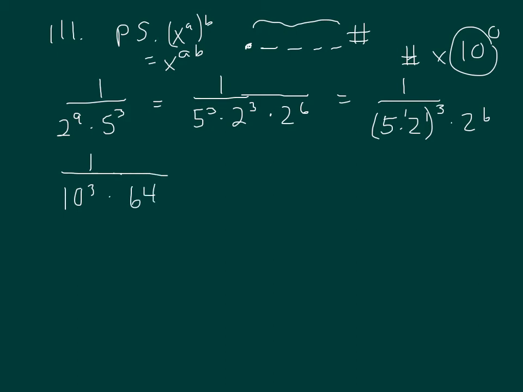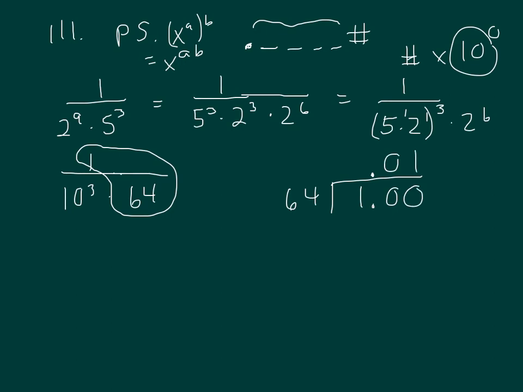Now this 10 to the third in the denominator is just going to make your number smaller. I need to figure out what is 1 divided by 64. Put your decimal up there. Add a 0. 64 will not go into 10, so that's a 0. Add a 0. 64 will go into 100 one time. That's good enough. So now I have 0.01 over 10 cubed.